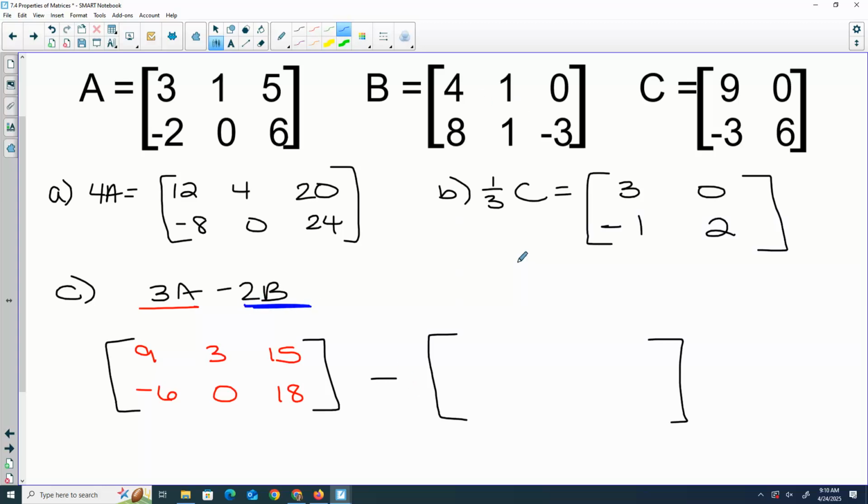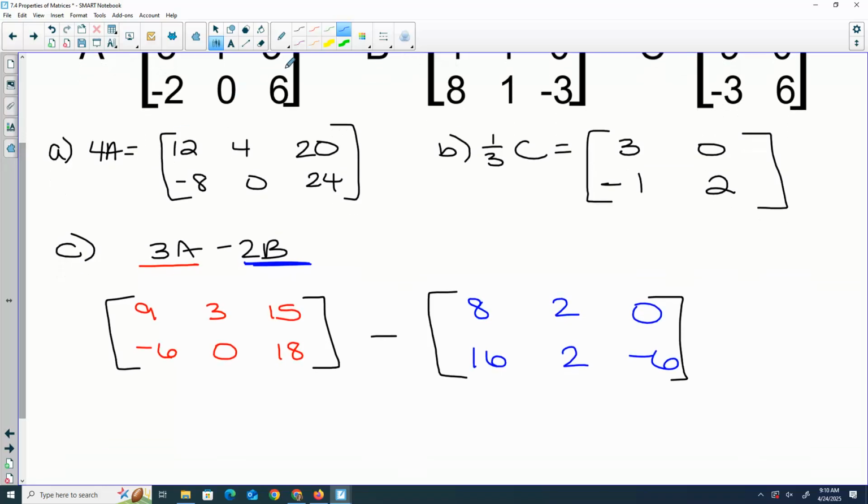2B, so I'm taking everything in matrix B times 2. And then I want to subtract those. So 9 minus 8 is 1, 3 minus 2, 1, 15 minus 0, 15, -6 minus 16 is -22, 0 minus 2 is -2, 18 minus -6, so 18 plus 6 is 24.